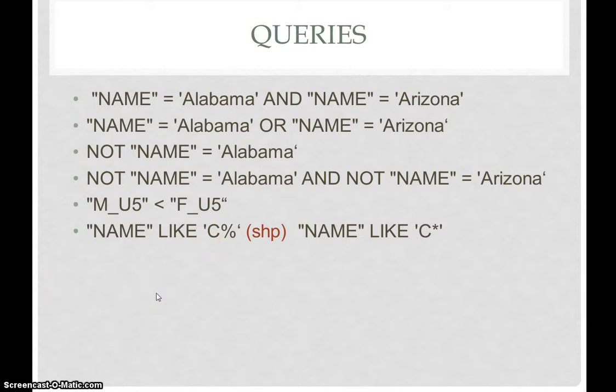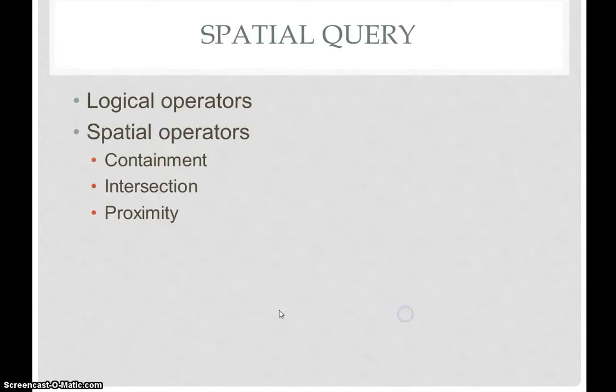And then there's some wildcard operators that you can use. So if I want to find all of the states that start with the letter C, and I'm looking at a shapefile, I would choose name and then the like operator. This is for text, starts with C, and here's the wildcard. And then I have to end it with that text operator. If I were using data in a geodatabase, it would be name, like, C, and an asterisk.